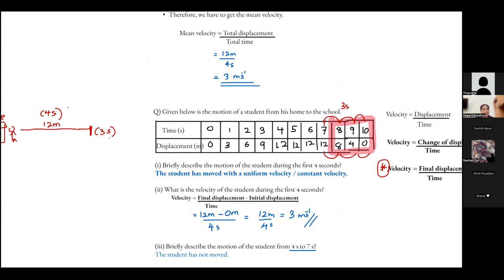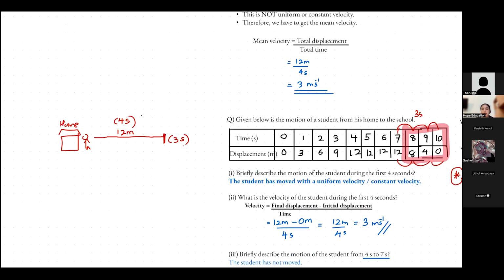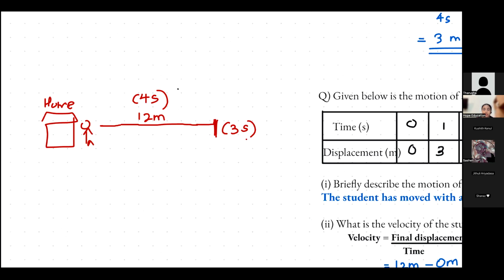What is the meaning of displacement? Displacement is the shortest distance between 2 points. Up to here, the displacement increased by 12 meters, and then for 3 seconds it stayed at the same displacement. This is the child's starting point, and here is the finishing point. So the distance is 12 meters. Therefore, displacement is also 12 meters. Displacement is the shortest distance between the starting point and the ending point.